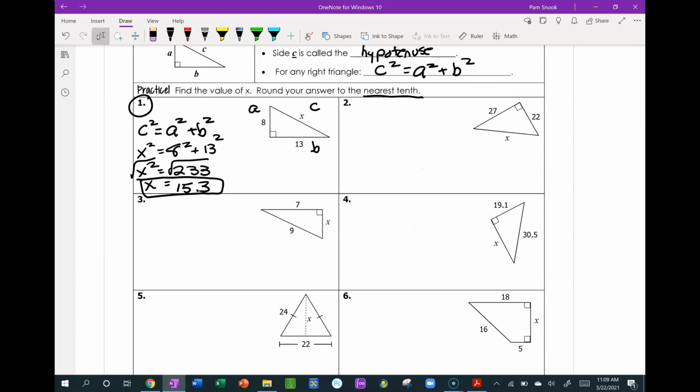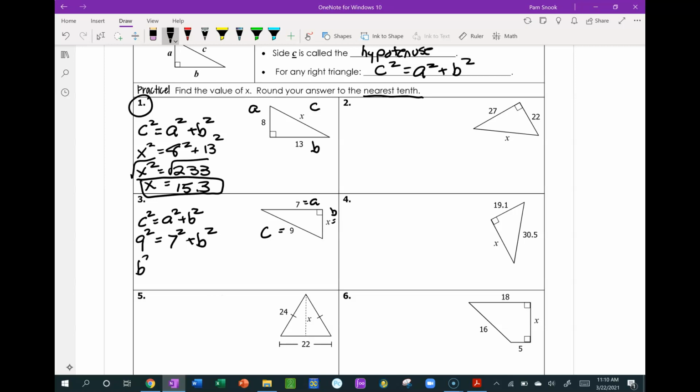Let's take a look at example 3 now. This time we're given the hypotenuse, so C equals 9. I'm going to call 7 the A, and X will be the B. So C squared equals A squared plus B squared. Plug in what you know. I'm going to put the 9 in for C squared, 7 in for A squared. B squared is what I'm solving for. So to get B squared by itself, I'm going to subtract 7 squared from both sides.